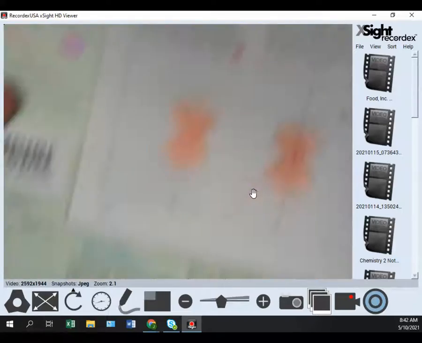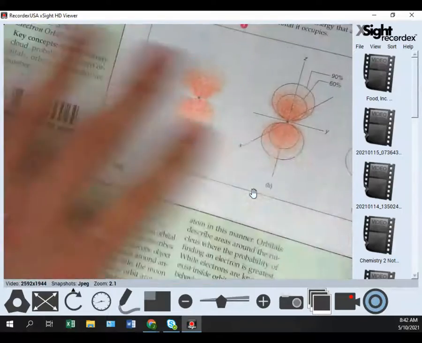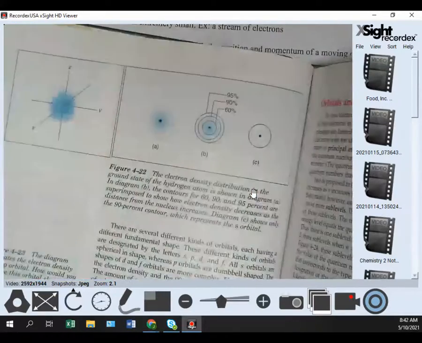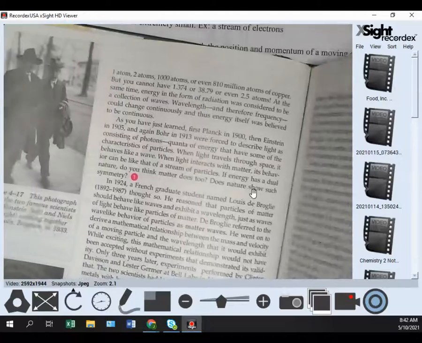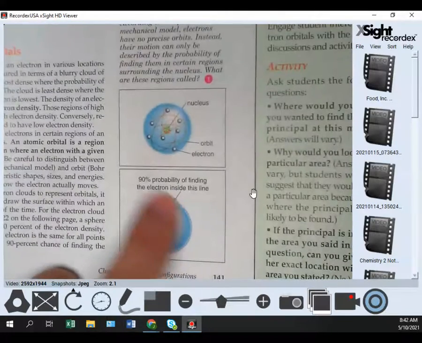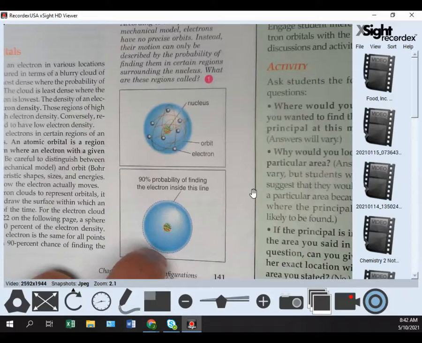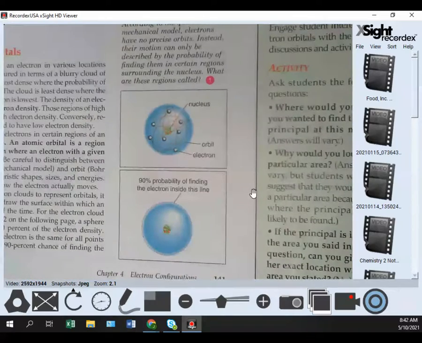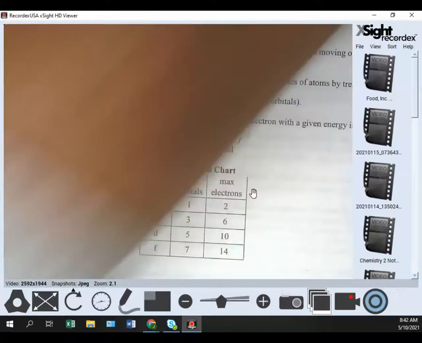So these are quantum mechanical models of atoms. They've got basically the nucleus, and then orbitals, which are percents that electrons are found within that area, like shaded parts. Okay. All right.